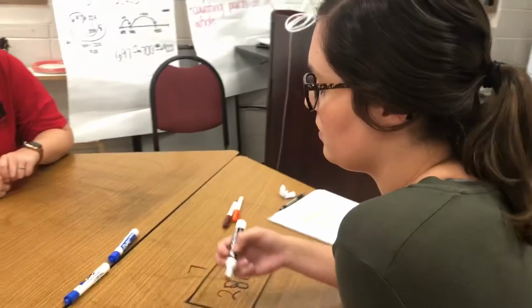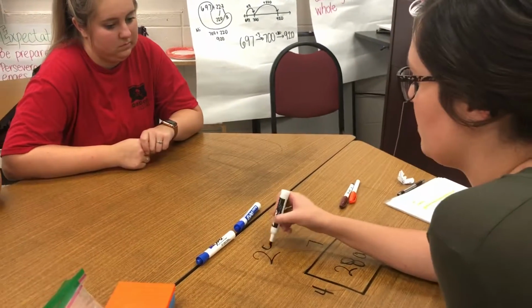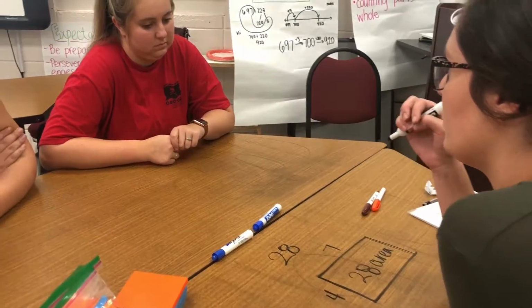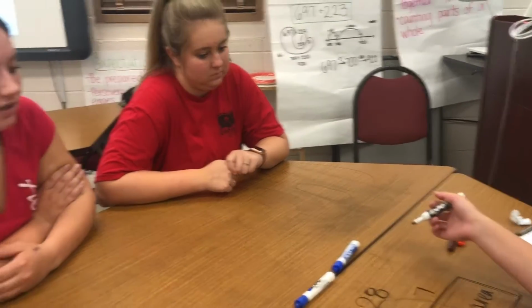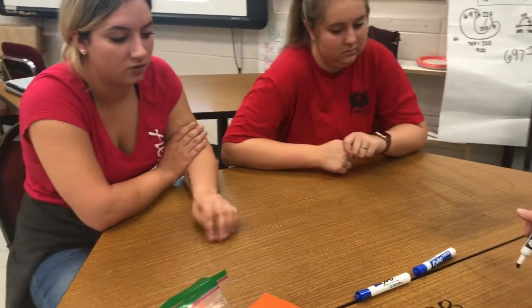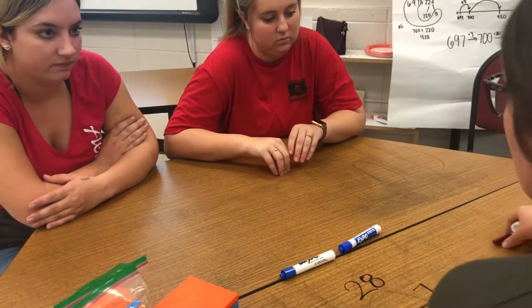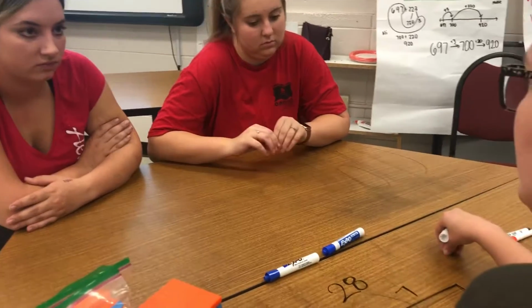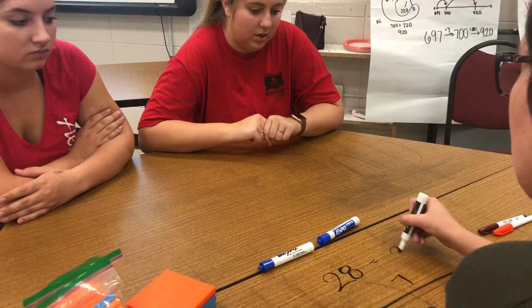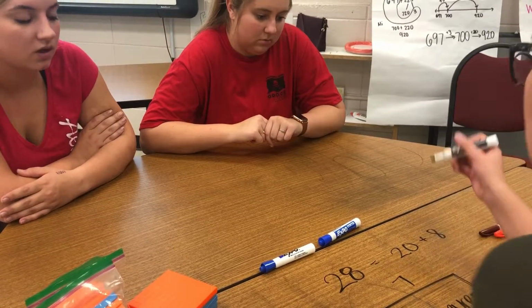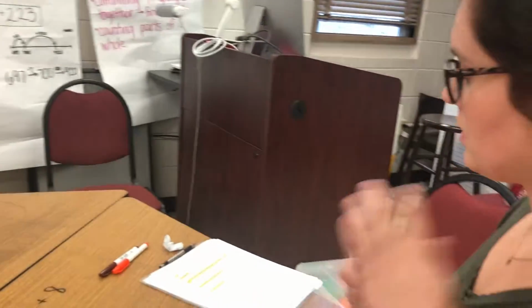So if we're going to decompose a number, say we want to decompose the number 28, how would we decompose it? We would have 2 tens and 8 ones. Yeah, but just to keep it in numbers instead of using manipulatives, you'd have 20 and 8. 20 plus 8 would be how we would decompose.